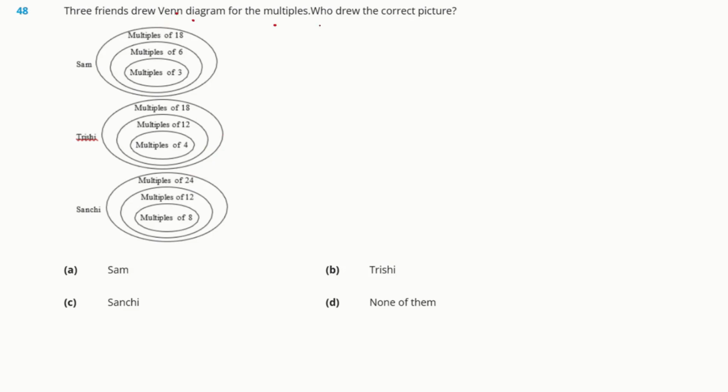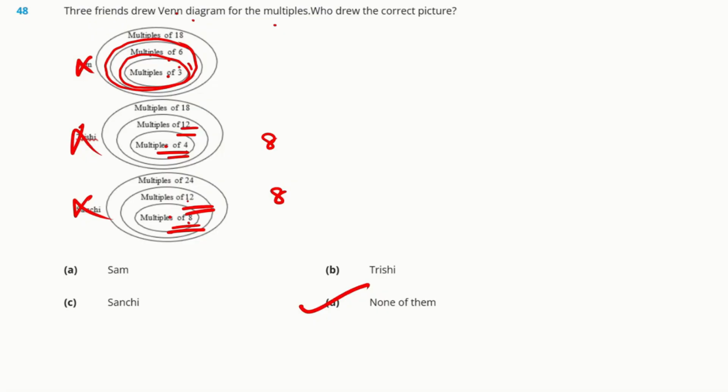Who drew Venn diagrams for the multiples? Who drew the correct one? Multiples of 3. Are all the multiples of 3 multiples of 6? No. So it's incorrect. Multiples of 4. Are all the multiples of 4 multiples of 12? No. 8 is not a multiple of 12. So this is also incorrect. Multiples of 8 are multiples of 12? Again, a no. The very first multiple, 8, is not a multiple of 12. So none of them have drawn it correctly. So none of them is the answer.